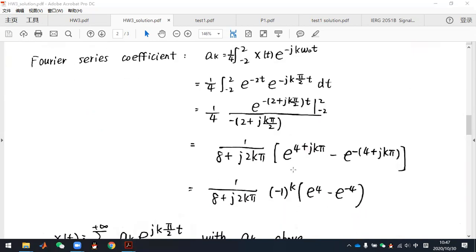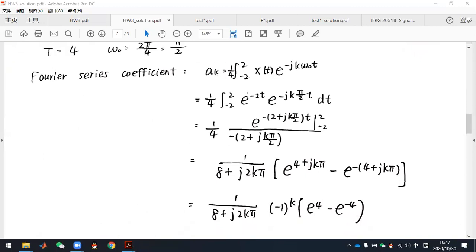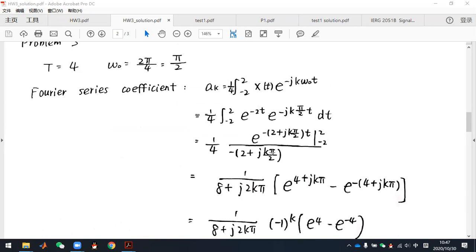We can see that in the answer here, I didn't discuss whether k is equal to 0 or not. I see many of you have discussed whether k is equal to 0 or not. It is not necessary. Why? Because first we use the standard definition of a k. It is 1 over T integral over a period x of t exponential minus jk omega 0 t, and then we substitute the expression of x of t into the integral, and then we calculate the integral of the exponential signal. The integral is also the same exponential signal with an additional factor on the denominator.